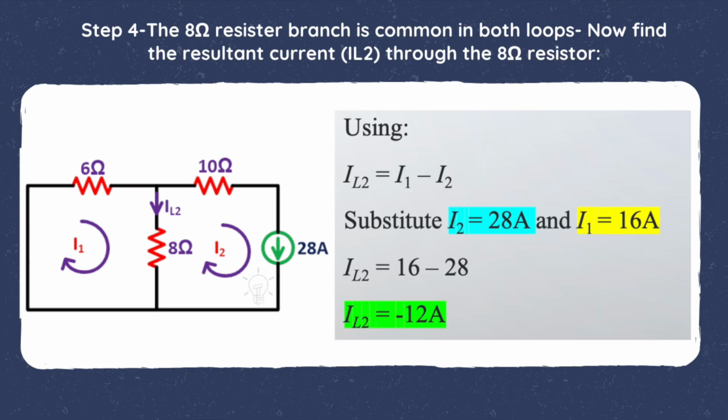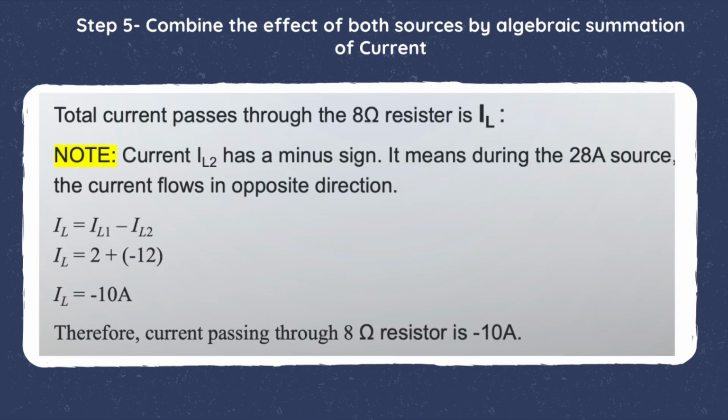Substituting 28 and 16 into the IL2 formula, IL2 equals negative 12 amps. Finally, substituting IL1 and IL2, 2 minus 12 equals IL to be negative 10 amps in the opposing direction.